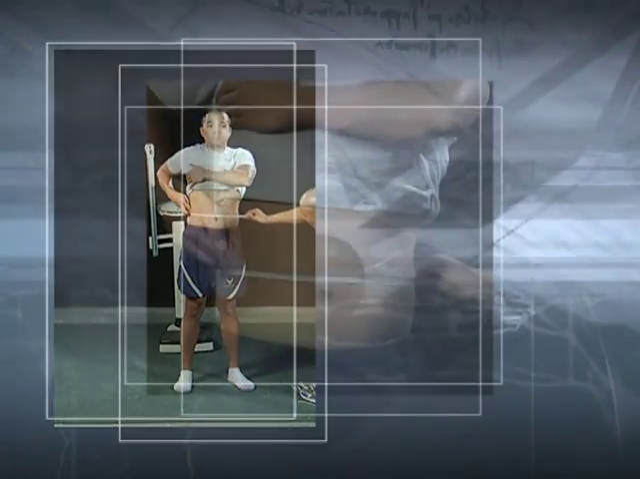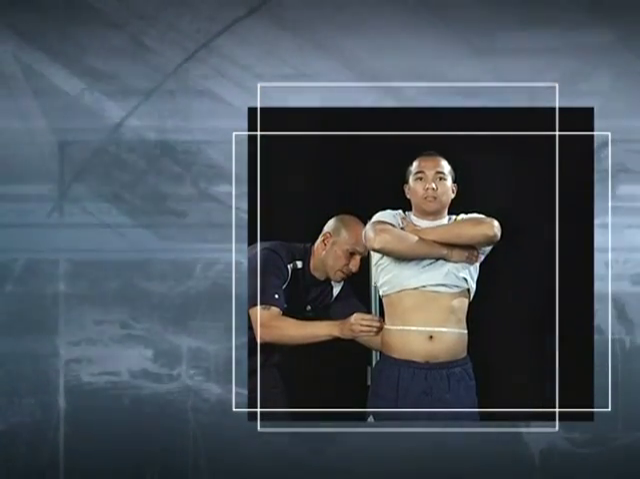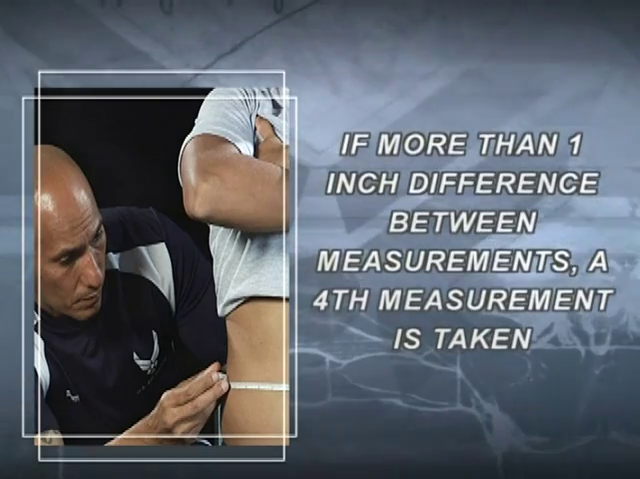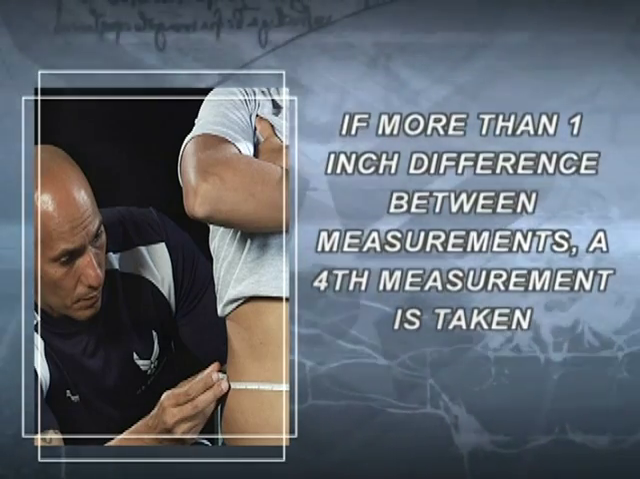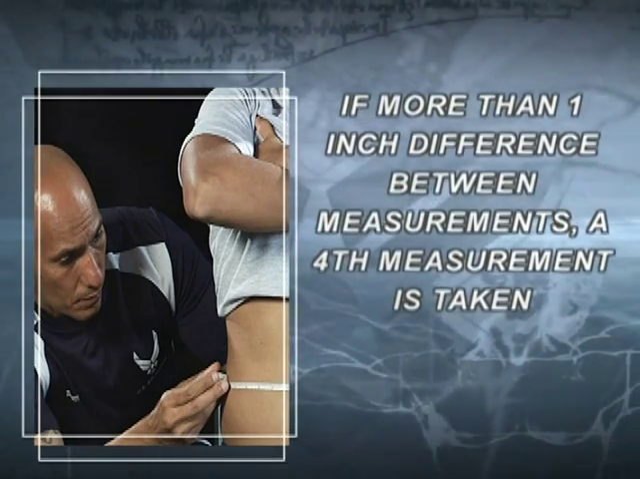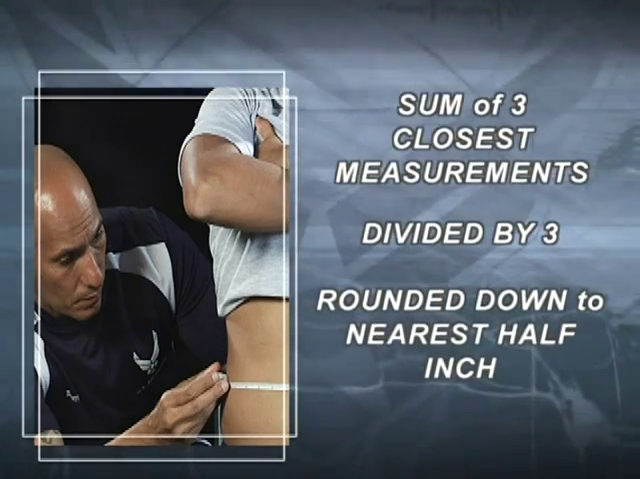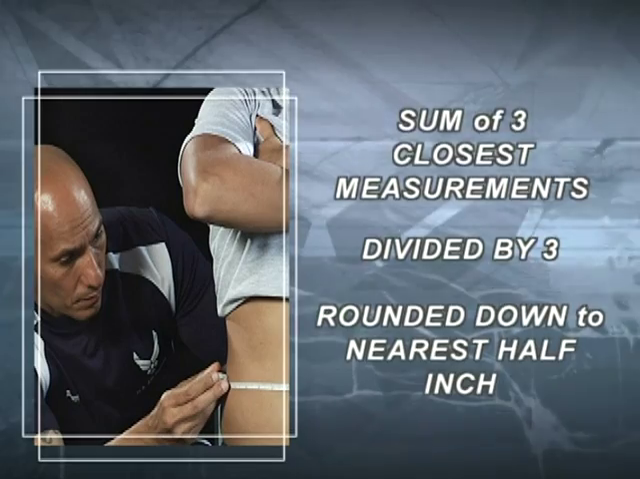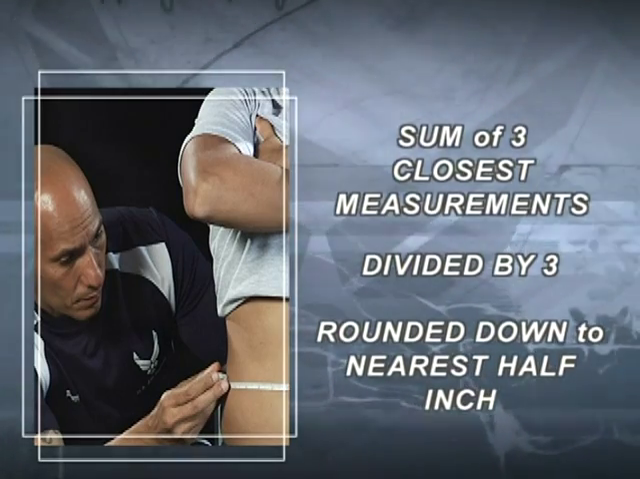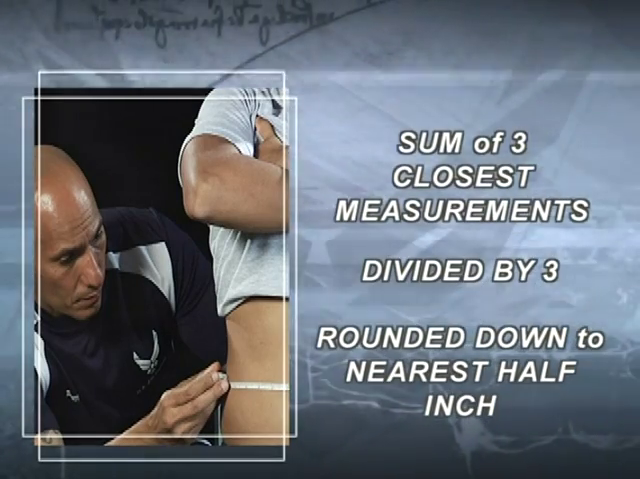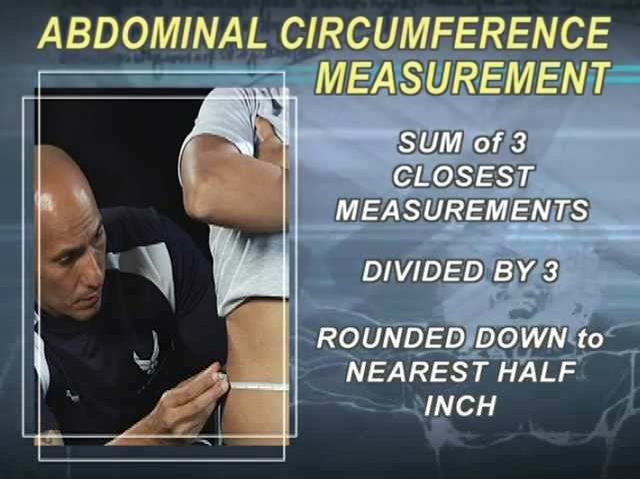The measurement will be taken and recorded 3 times, rounding down to the nearest half inch. If there is more than 1 inch difference between the measurements, a 4th measurement will be taken. Then, the sum of the 3 closest measurements is divided by 3 and rounded down to the nearest half inch. This value will be recorded as your abdominal circumference measurement.